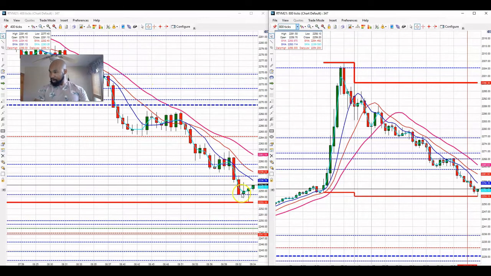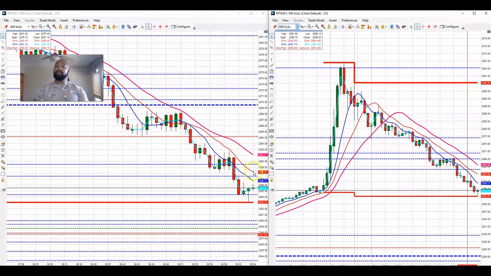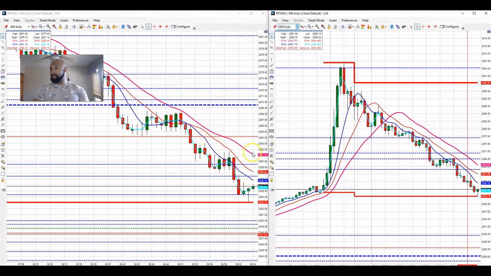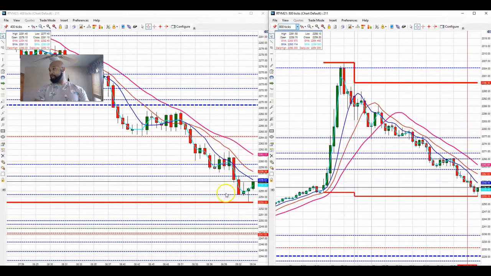I'm also looking for this simple moving average to cross those other moving averages, the 7-period moving average and the 12-period moving average. This line here is the 20-period moving average. So let's see what's going to happen.